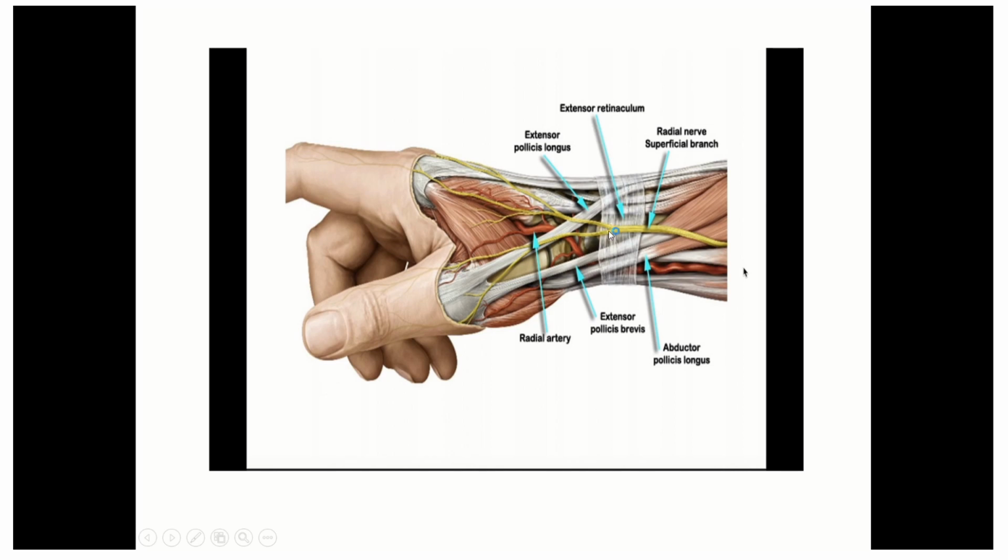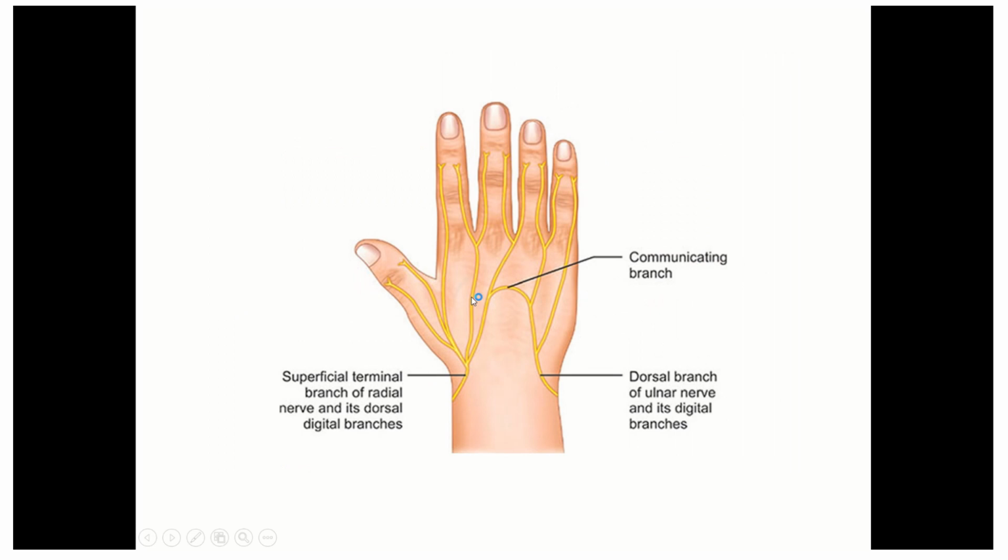You can see the superficial branch of the radial nerve in relation to the anatomical snuff box. And you can see this is the distribution of the superficial branch of the radial nerve. So this is just to revise you with the overview of the course of the radial nerve. Then we'll go into the actual course.